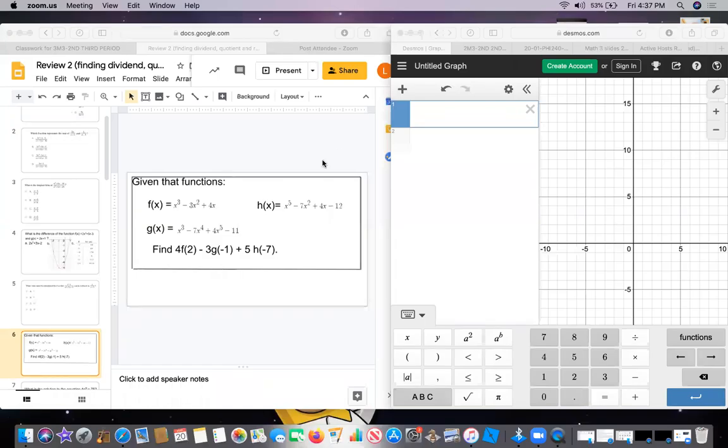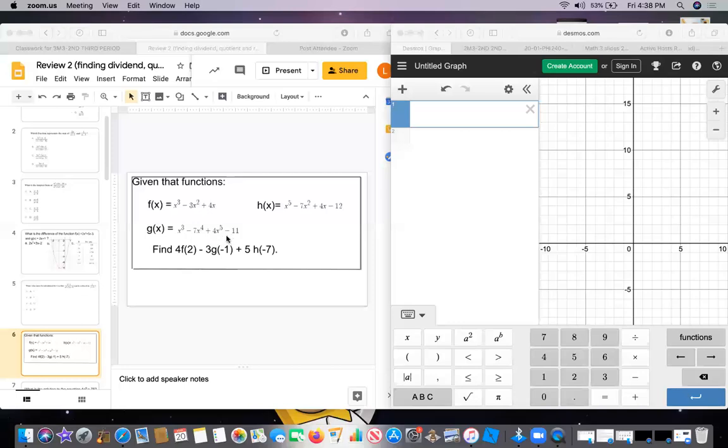This lesson is about evaluating functions. We know that functions, for example x cubed minus 3x squared plus 4x, are actually written with a name. So the name of this expression, x cubed minus 3x squared plus 4x, is f of x.